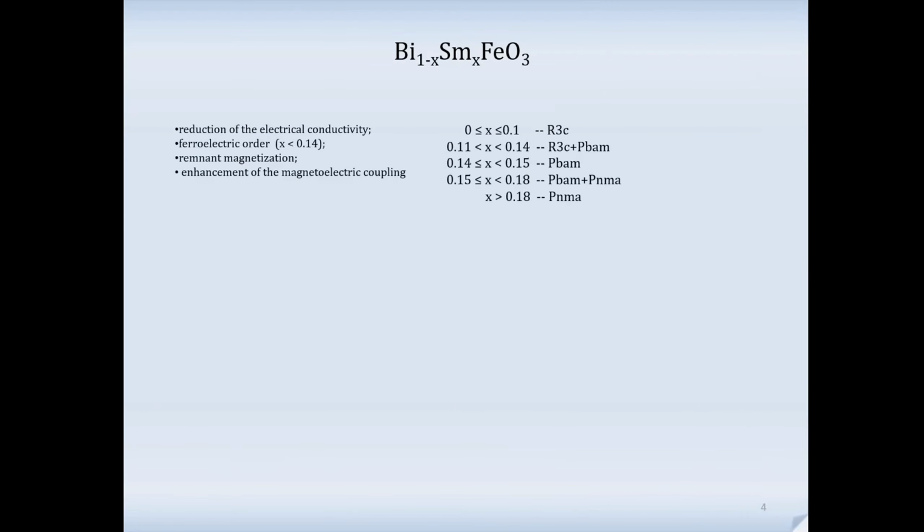Why did we choose samarium? One of the reasons is that this is the last rare earth element in the row of rare earth ions, starting from lanthanum, where we can still stabilize the antipolar phase, Pbam, described by this space group. And the next elements for the solid solutions are doped with the next rare earth elements with small ionic radius.